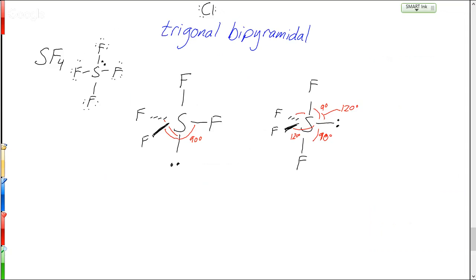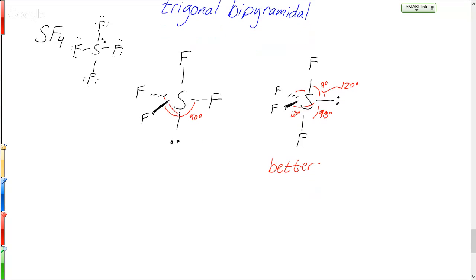And so as it turns out, once an electron pair is about 120 degrees away, it no longer feels any kind of repulsion at all. So this is better. Another way of saying that is that lone pair only really feels repulsion from those 2 90-degree bonds, whereas the one on the left feels repulsion from 3 90-degree bonds. So this is the shape that it will actually adopt.